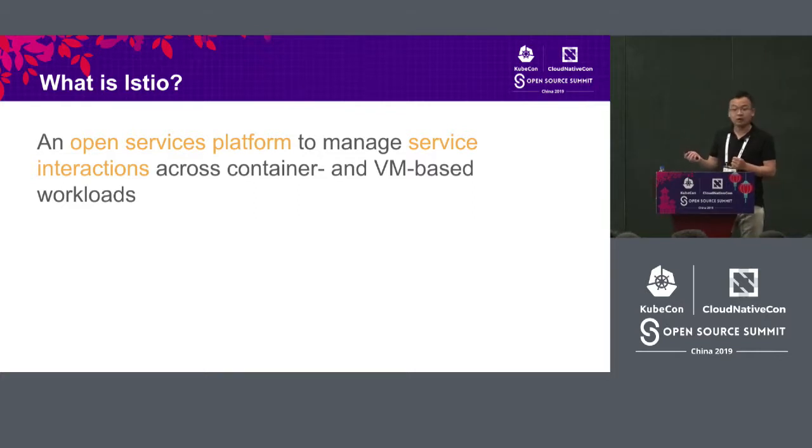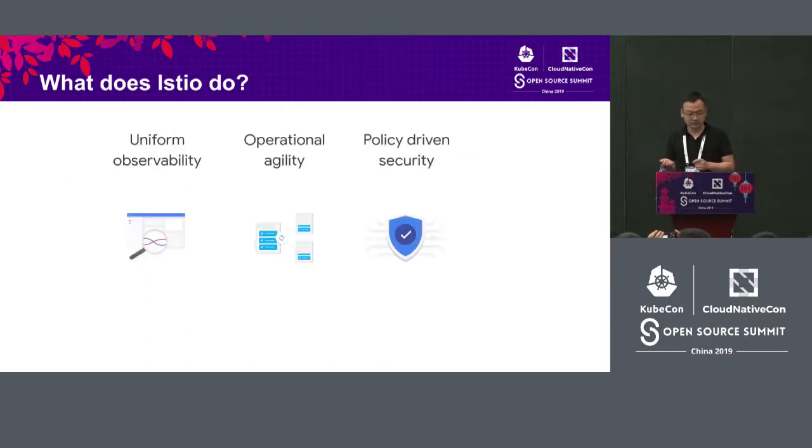So Istio is an open service platform to manage service interactions across container and VM-based workloads. There are three main challenges on service communications: monitoring, connectivity, and security. And Istio solves all three problems for you. First, Istio provides you uniform visibility into your service communications. You get latency, request patterns, error rates, all sorts of telemetry you want to know.